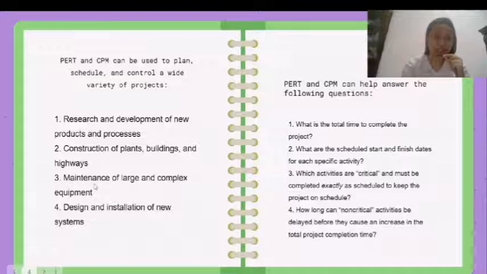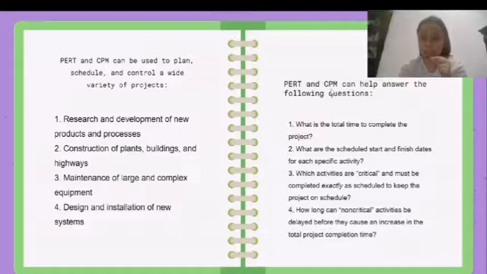Number 3, maintenance of large and complex equipment. PERT and CPM help the manager understand how various resources are being acquired, where they are being stored, and where they are being transported. Number 4, design and installation of new systems. In this kind of project, the project manager must coordinate all the activities to complete the project on time.